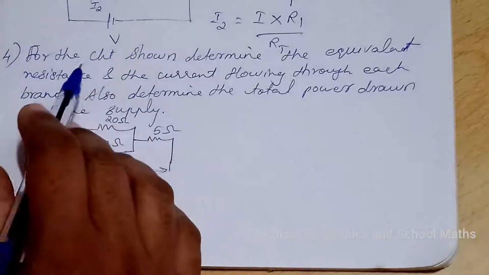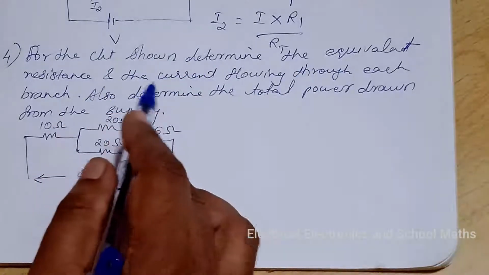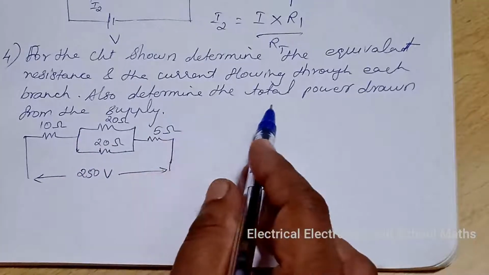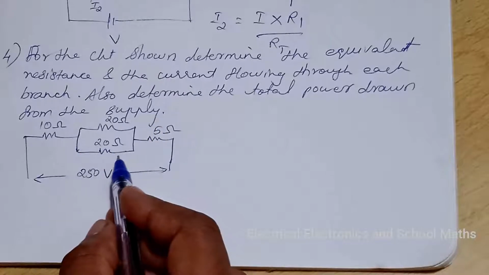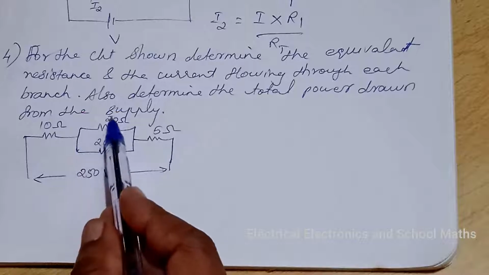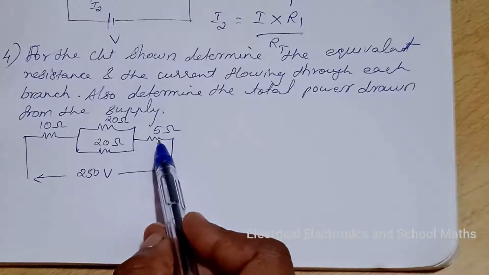Next problem. For the circuit shown, determine the equivalent resistance and the current flowing through each branch. Also determine the total power drawn from the supply. So this is the circuit. Here 10 ohm is in series with 20 ohm parallel 20 ohm, and in series with 5 ohm.